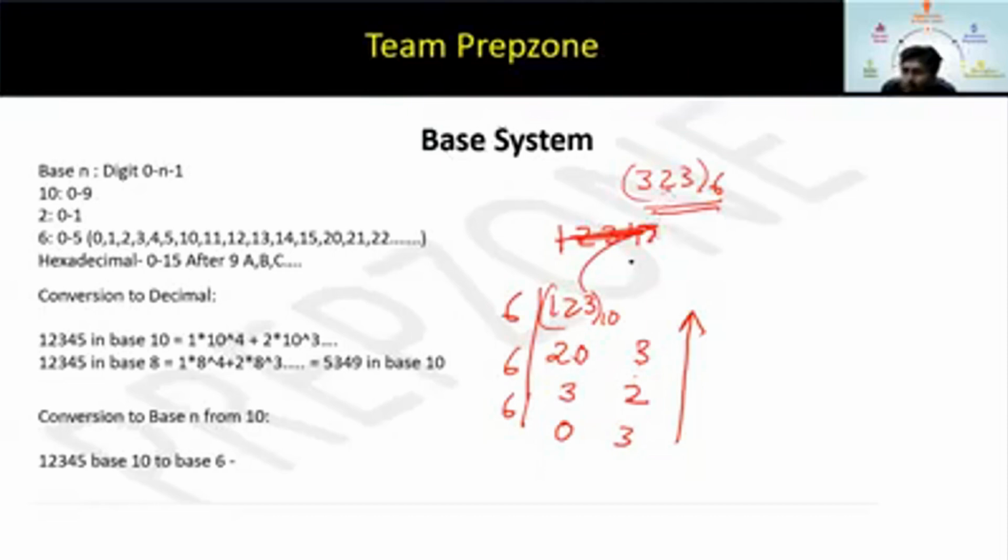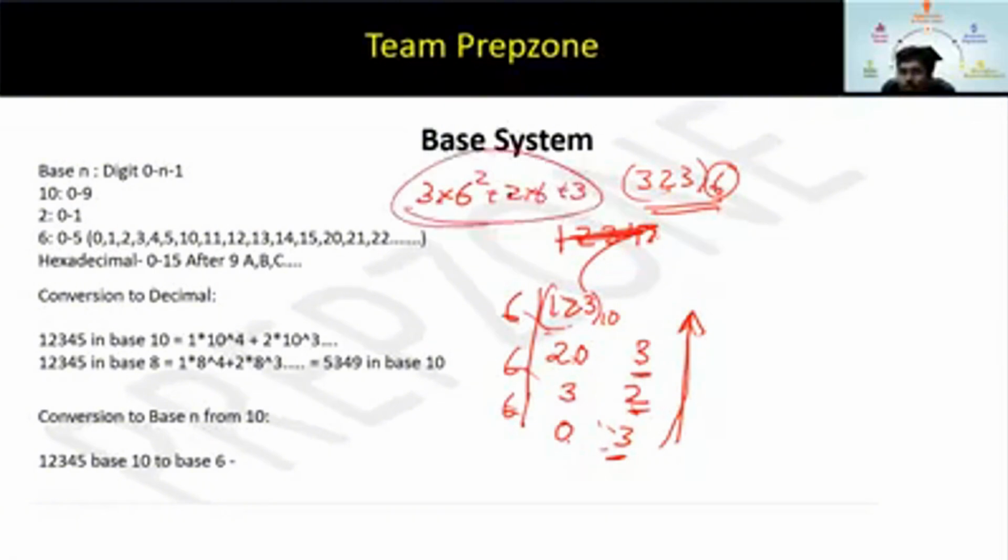What's the doubt, Hassan? Tell me. I'm just dividing it and writing the remainder, dividing it, writing the remainder. Okay, cool. So this is in base 6. And if I want to convert this to base 10, what will you do? Because I have divided it by 6 continuously, you will do 3 into 6 square plus 2 into 6 plus 3. This will be your answer. Again, you will get 123. I hope this is clear now.